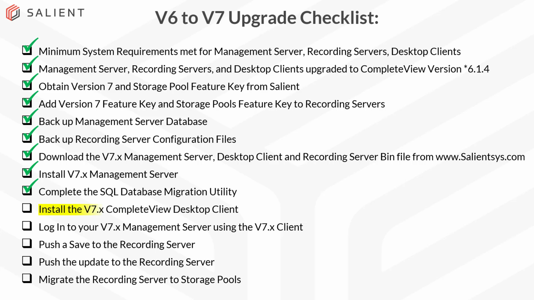Now the next step is installing the version 7 desktop client. The desktop client needs to be updated on all PCs that are used to access CompleteView. For now, run the version 7 desktop client installer on the system you're using to connect to CompleteView. This will update your version 6 client and allow you to log into the version 7 management server so we can complete the process of updating the recording server via push updates. You can pause the video here while you run the desktop client installer.